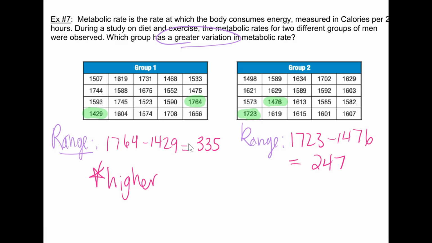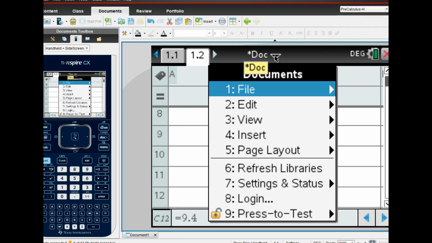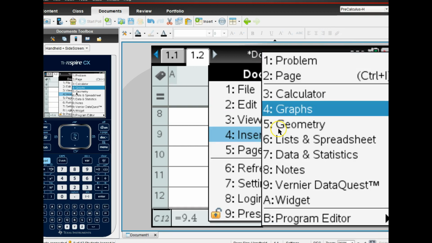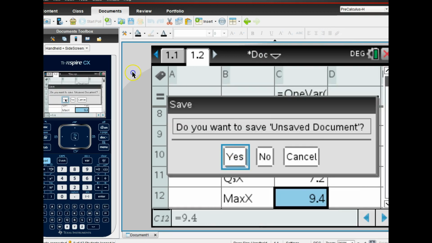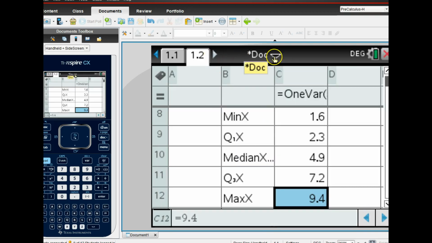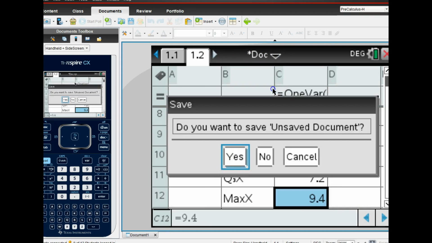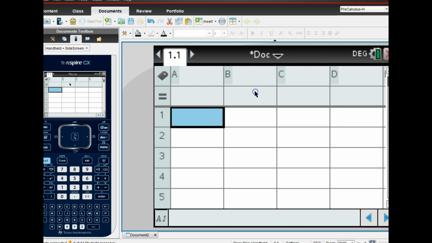our standard deviation. So I'm going to go through once again and show you how to do this. I'll go to my calculator. Let me close out of this. How do you erase this? You can just do close, and just have a new one. File, do you want to save it? No. Cool. So I go to add list and spreadsheet.